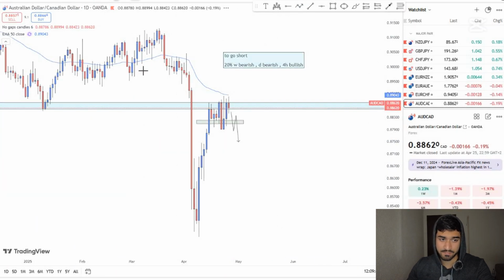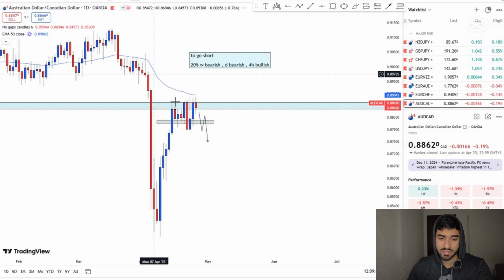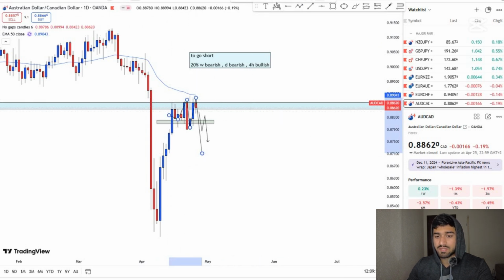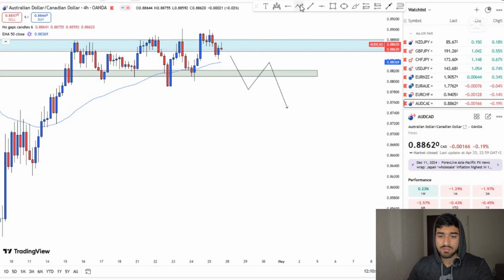The next one, AUD CAD, weekly is bearish, the daily is also bearish, and we have this kind of consolidation zone. So it's good because the price will have a big move to the downside or to the upside. In the 4 hour we are bullish. This was the lower low, lower high, lower low, structure point, higher high, and we are now just kind of consolidating. So I will wait for the break, the retest to go to the downside.